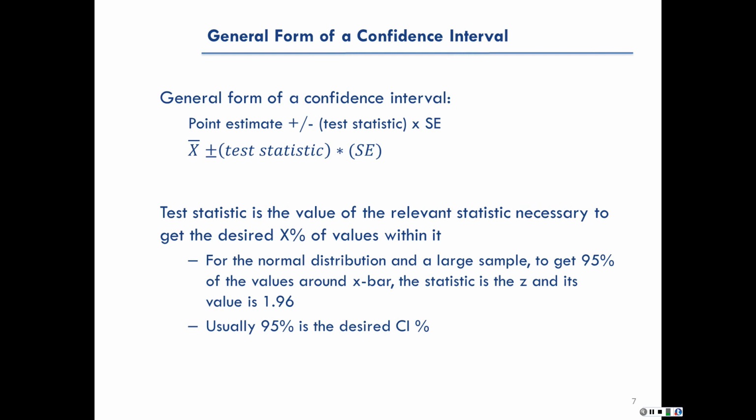And so for the normal distribution in a large sample, to get 95% of the values around our mean, X bar, the statistic we would use is the Z statistic that we talked about in the previous lecture. And the value, if you look it up in your table and we're just interested in the 95% confidence interval, the actual value of the Z statistic is 1.96.